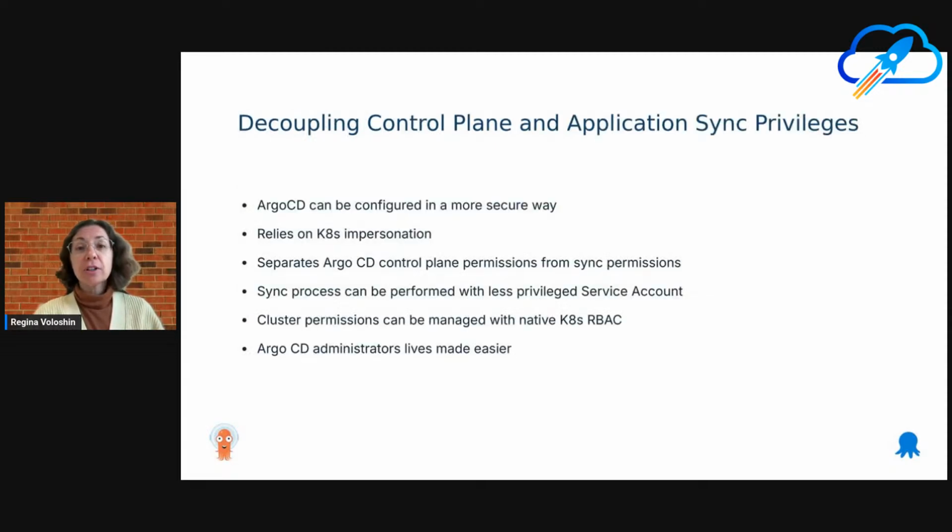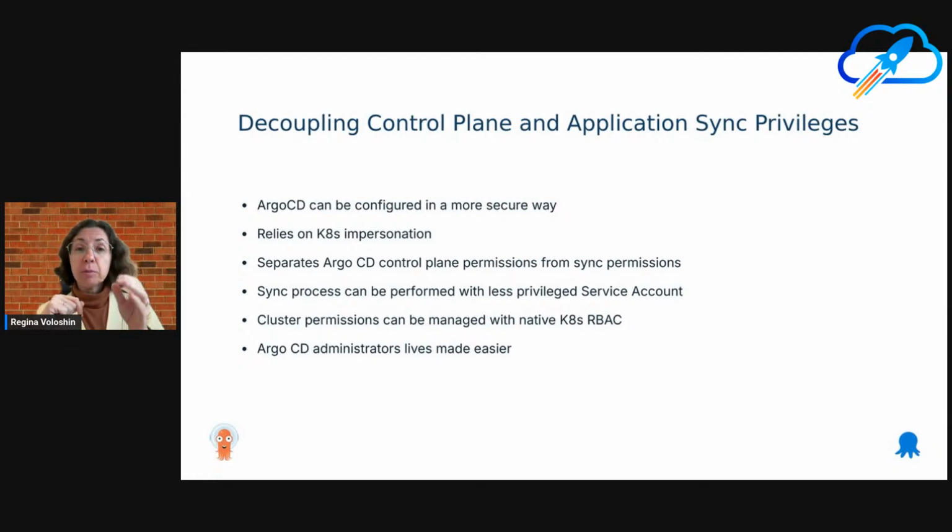The next feature is actually a security feature. Decoupling control plane and application sync privileges is a security feature with which Argo CD can be configured in a more secure way. This feature relies on Kubernetes impersonation, which is the ability of one user to act as another user. And so this enables us to separate the permissions of Argo CD control plane from the permissions with which sync is performed. And now the sync process can be performed with less privileged service accounts.